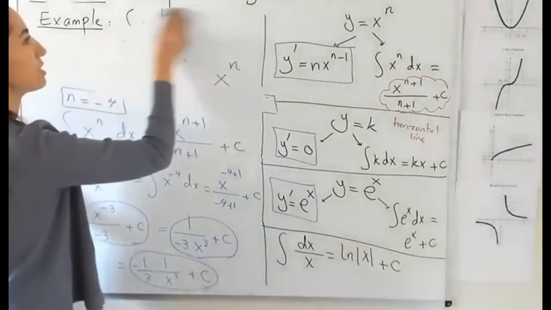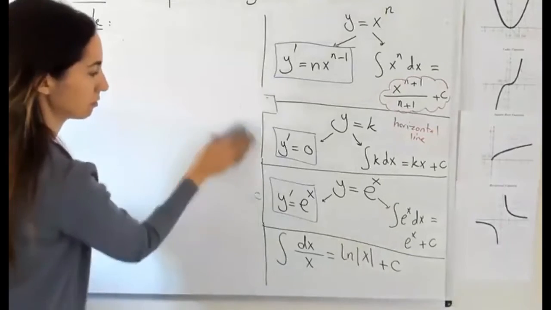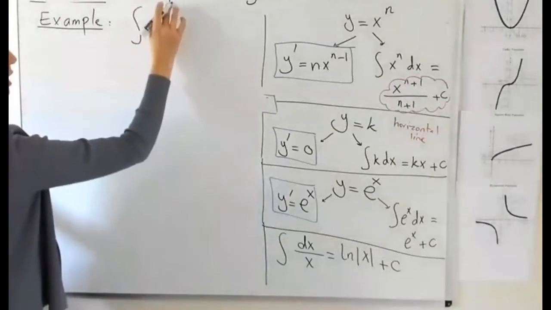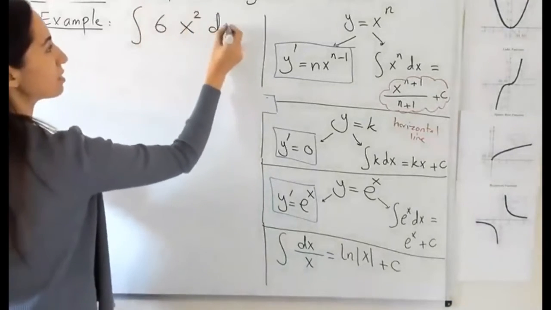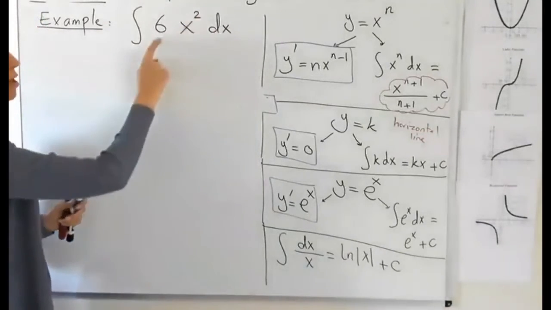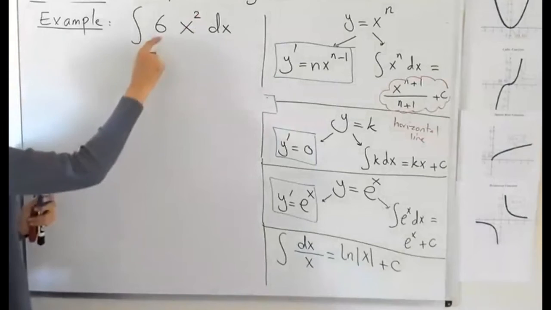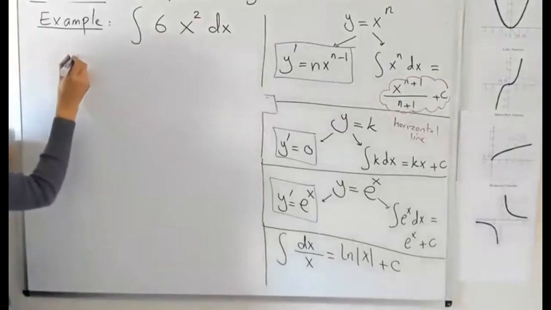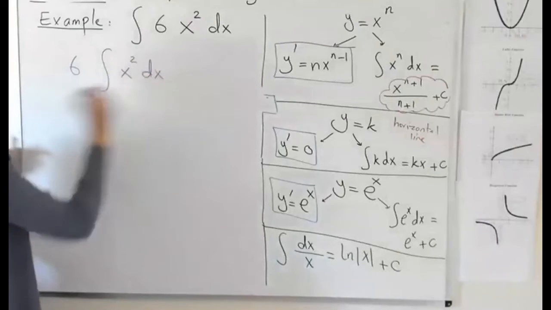So let us make it more interesting. Suppose you have this integral. You have the integral of 6 times x squared dx. Very well. So I have x squared, I have a coefficient like 6 multiplied by x squared. What can I do? I can just take this coefficient 6 and write it in front of the integral. So this is 6 times the integral of x squared dx.